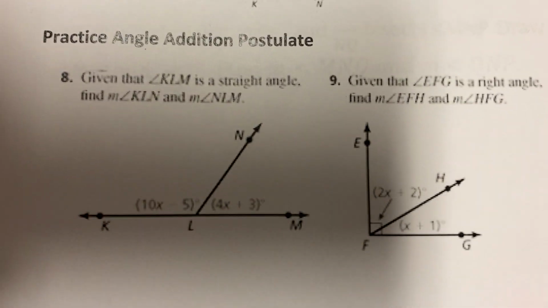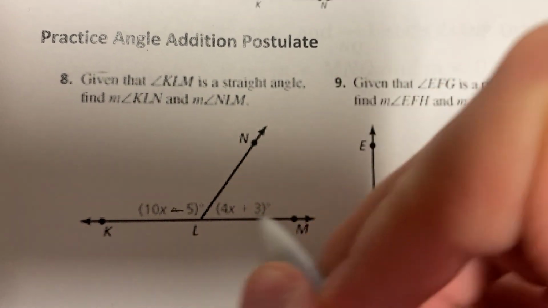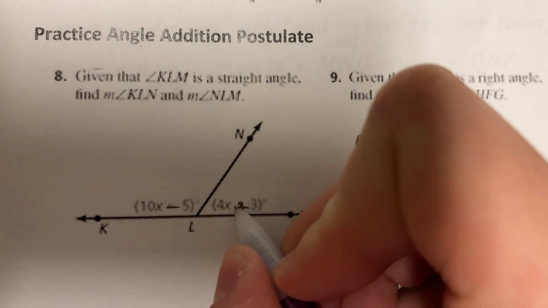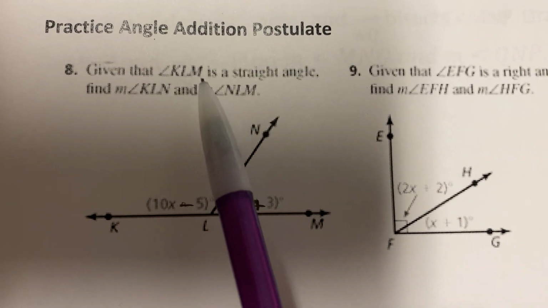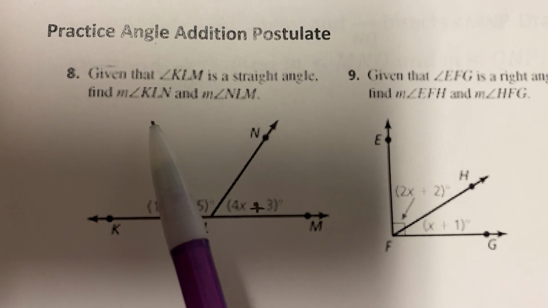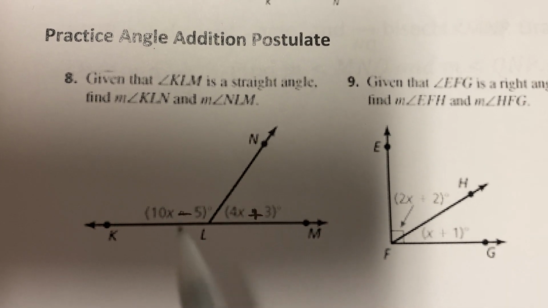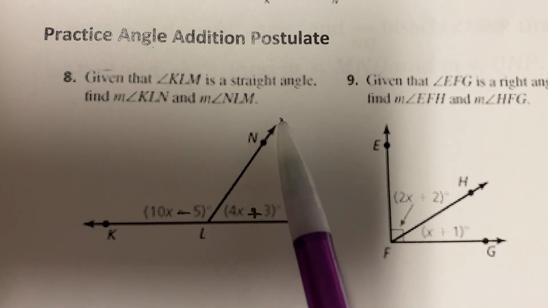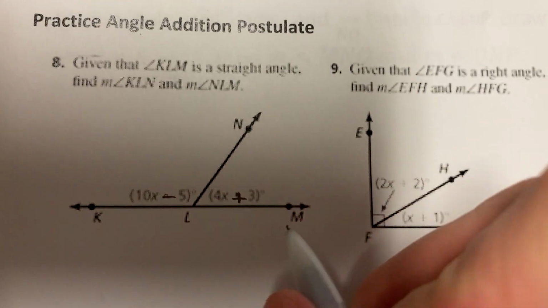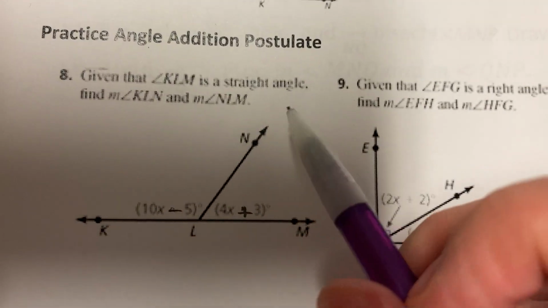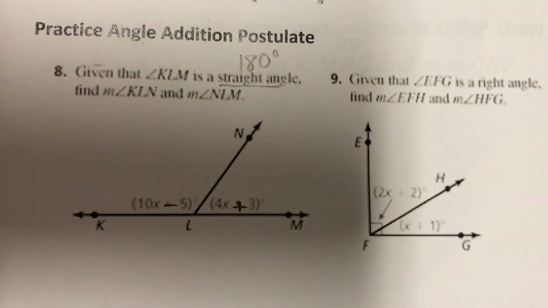Okay, so these are some of the problems that you're gonna see. So let me add, this should be a subtraction sign, this should be an addition sign. It kind of fades when I print it. So given that angle KLM is a straight angle, find the measurement of KLN and NLM. So notice it's not asking for X, it's asking for these specific angle measurements. So we have to go back and plug in X at the end. But since it's a straight angle, we know something about a straight angle, and that is that it's 180 degrees.